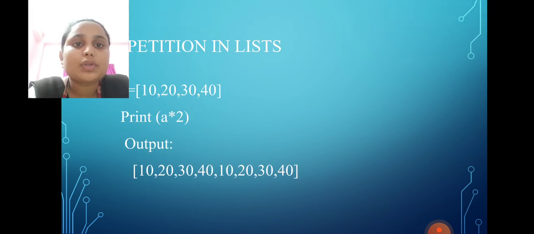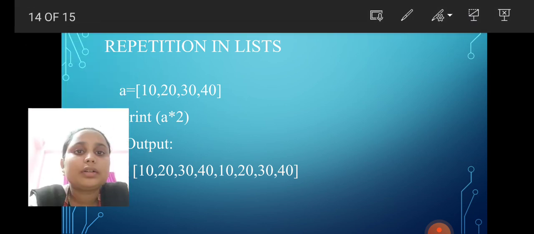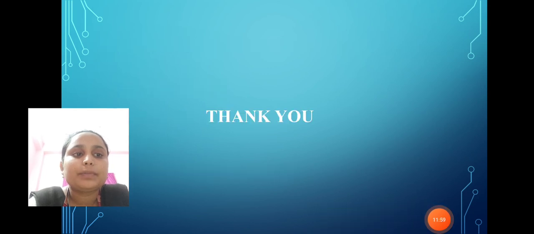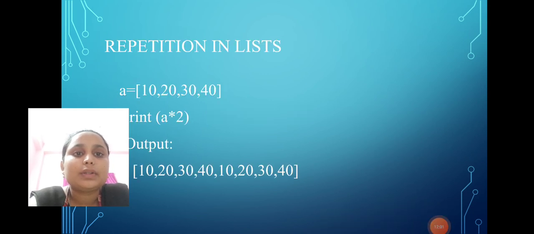Next, repetition of list. I have taken here A is equal to the list 10, 20, 30, 40. Print A times 2. Here the list will be printed 2 times, that is 10, 20, 30, 40, and these 4 values will be repeated a second time: 10, 20, 30, 40. In this way repetition of list will work. In this way the repetition and concatenation of list will perform their action.